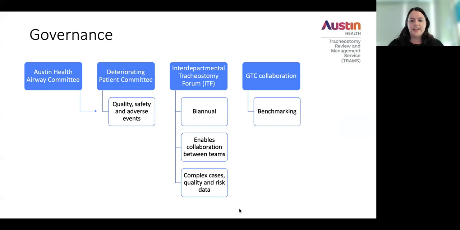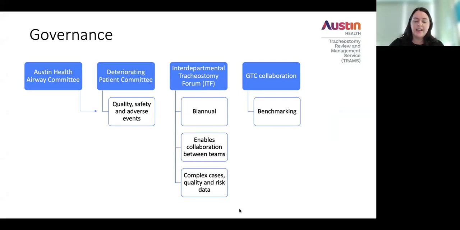Effective governance ensures strategic policy frameworks are established and maintained within health services with appropriate oversight and regulation. Integrated meetings and effective communication with all healthcare teams and key stakeholders involved in tracheostomy management is absolutely vital in safe and high quality care.